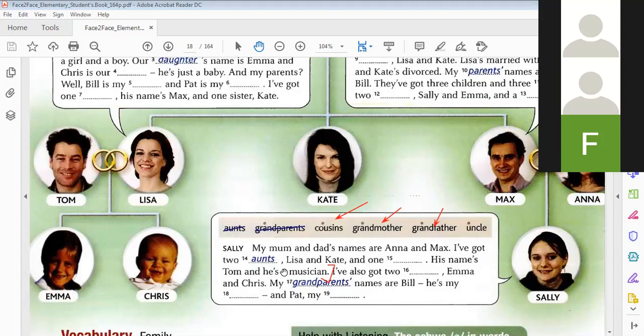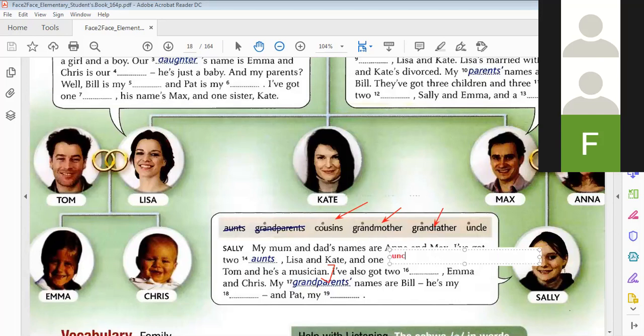Okay, my mom and dad's names are Anna and Max. I've got two aunts, Lisa and Kate, and one uncle. His name's Tom, and he's a musician.